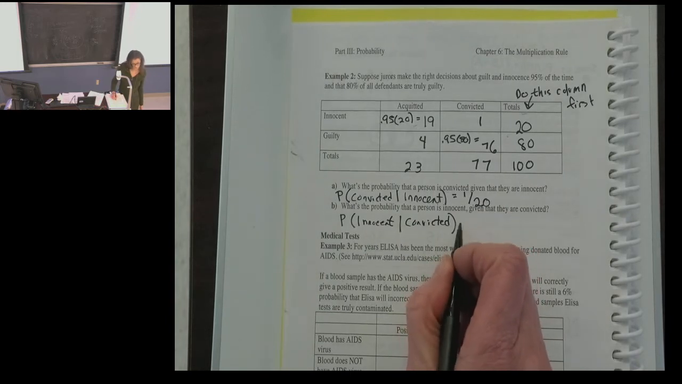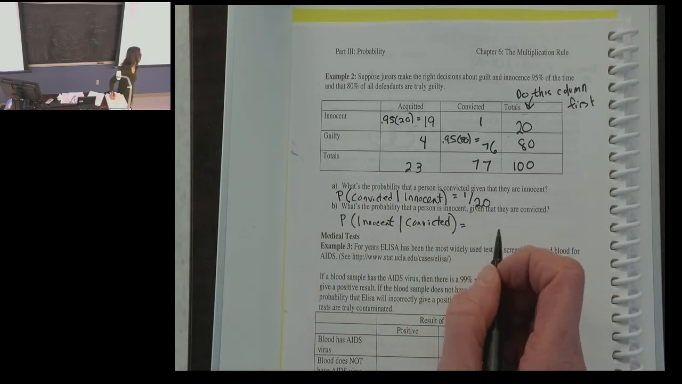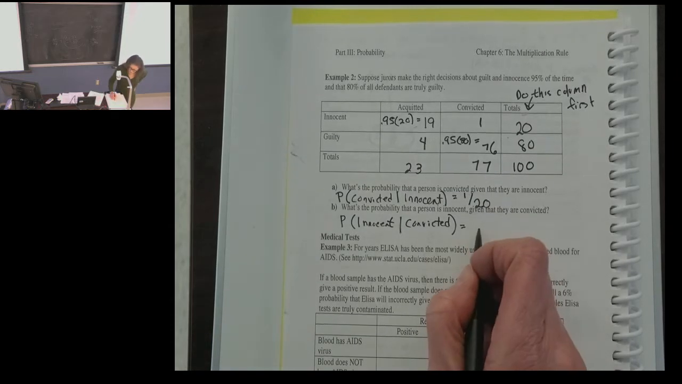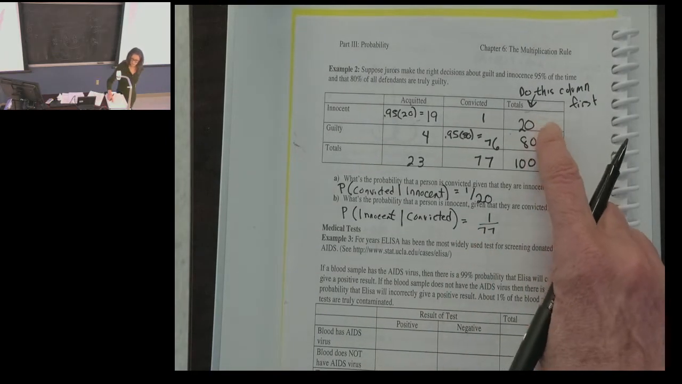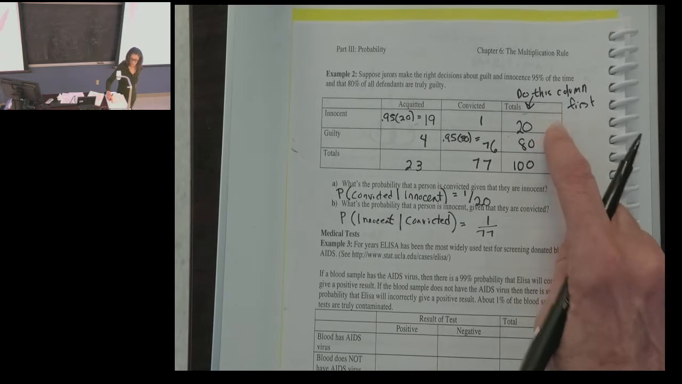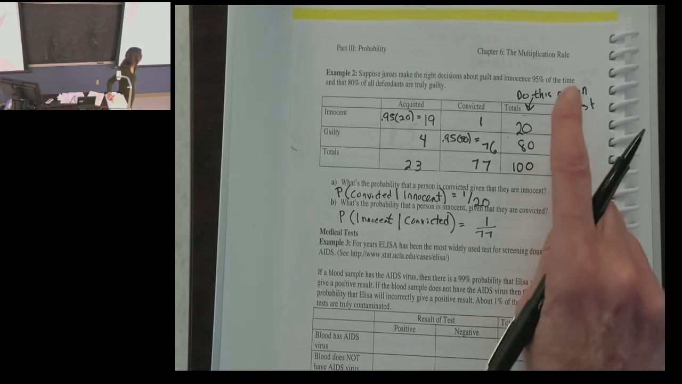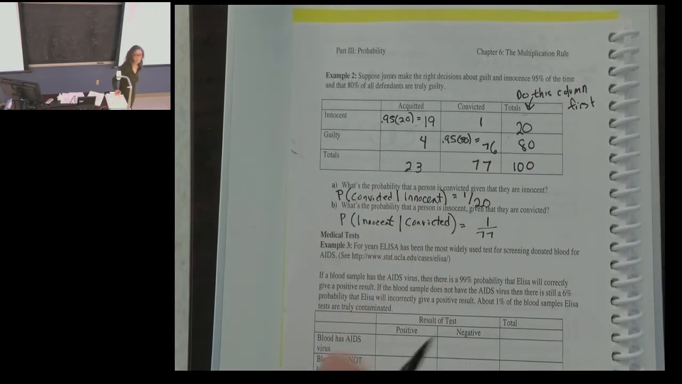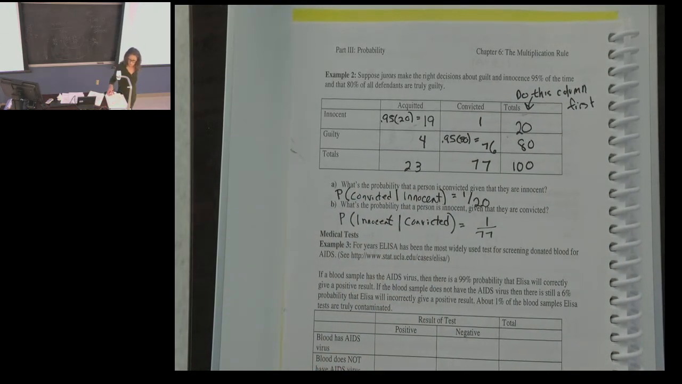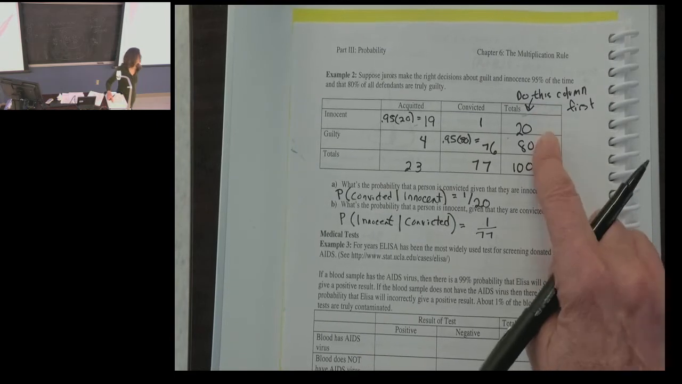It's a different question. So now you have to look at the people who are convicted, and out of the 77, only 1 is innocent. So that's not necessarily 5%, it's less than 5% in this case. It would only be the same if it was 50-50 here. Then this 95%, these could be reversed and they'd be the same. But it's not 50-50 here.